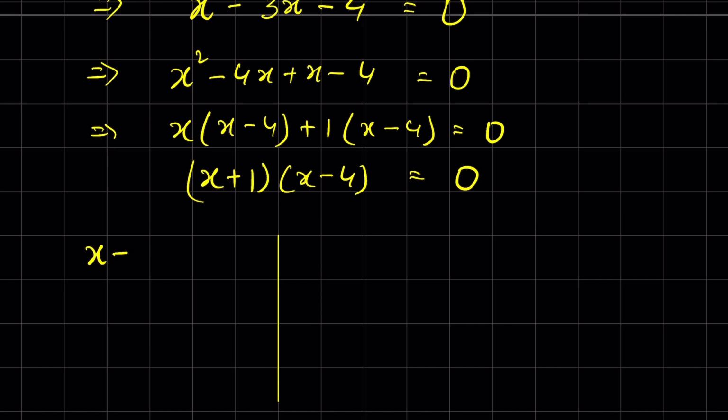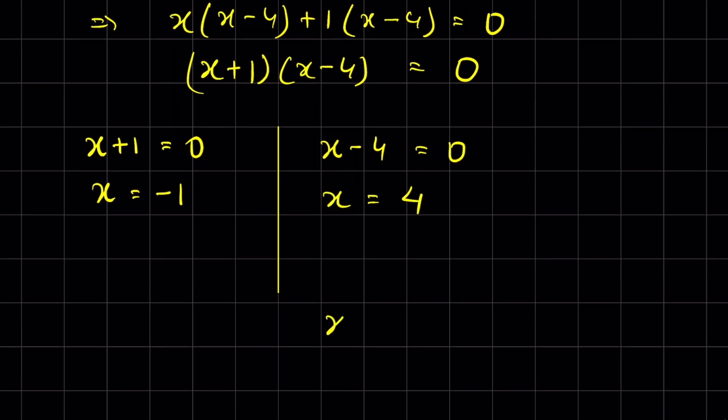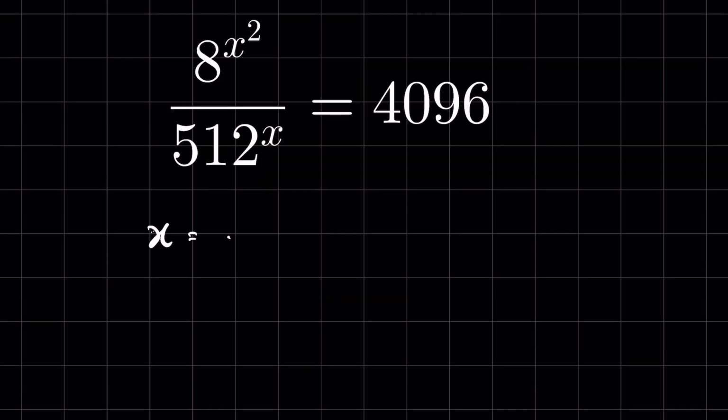When x plus 1 is equal to 0, x is equal to minus 1. When x minus 4 is equal to 0, x is equal to 4. So x is equal to minus 1 or 4. Two solutions for x. Let's verify these answers. When x is equal to minus 1, let's substitute the values of x in this question. So 8 raised to the power minus 1 square upon 512 raised to the power minus 1.